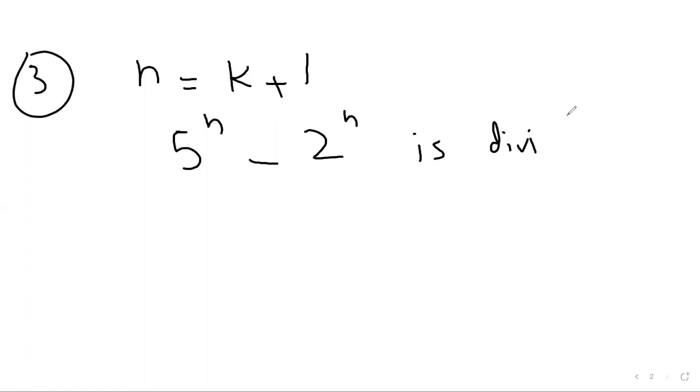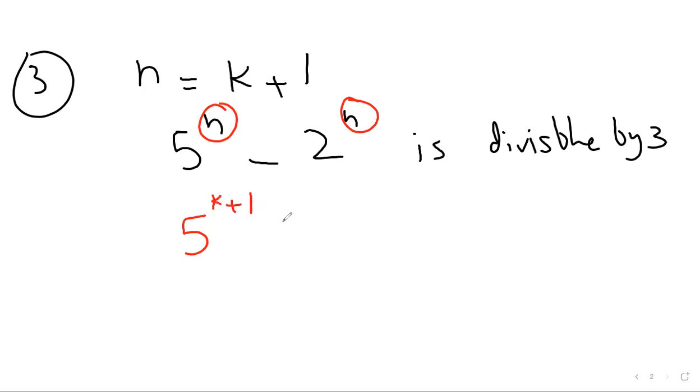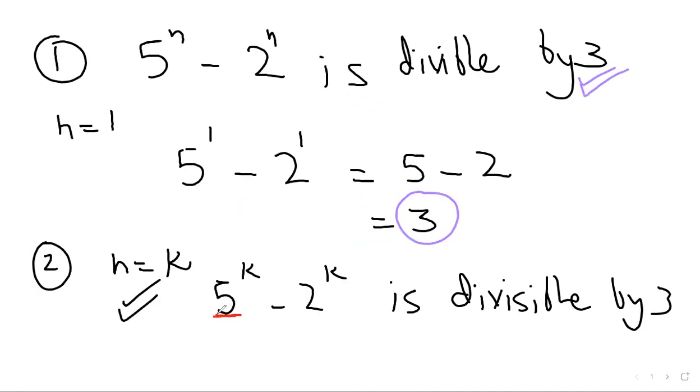It's divisible by 3. This is the statement. Now we will replace n with k plus 1, and we need to prove it is also divisible by 3. What we have seen here, 5 to the power k minus 2 to the power k, it is a surety that it is divisible by 3.